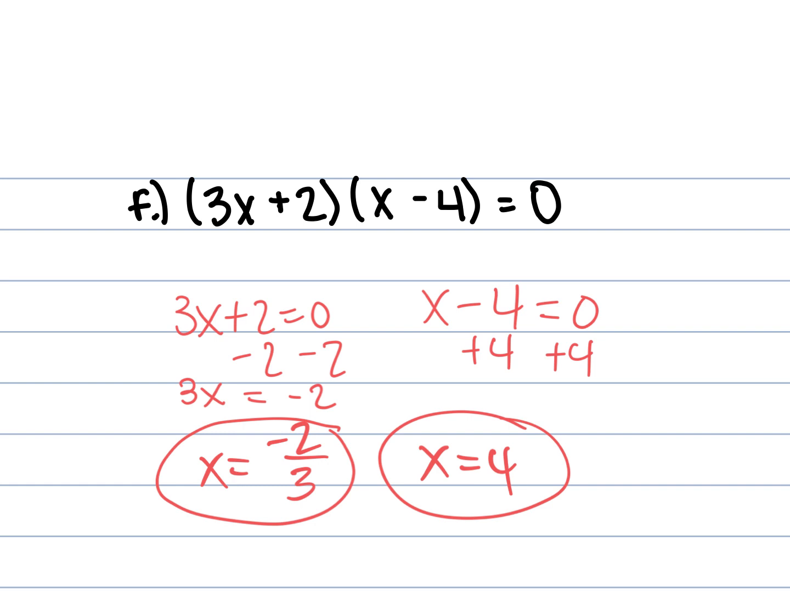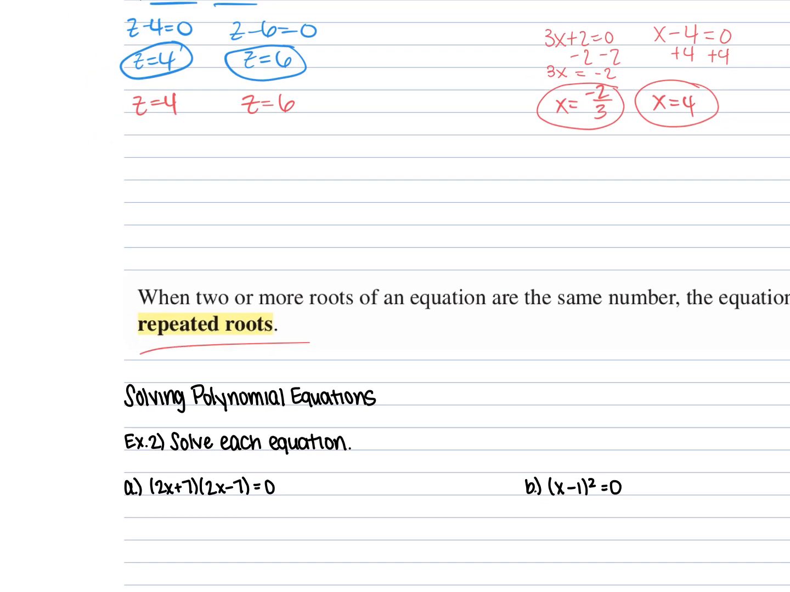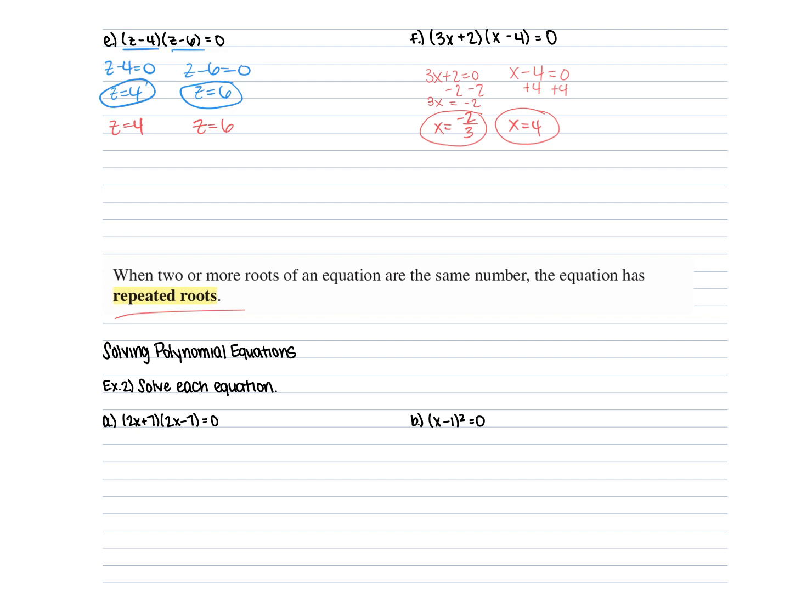How many of us got all 4 of them before I went over them? I said a repeated root is when what happens? They're the same number. Please circle that, okay? So if you get the same number for both solutions, it's something called a repeated root.